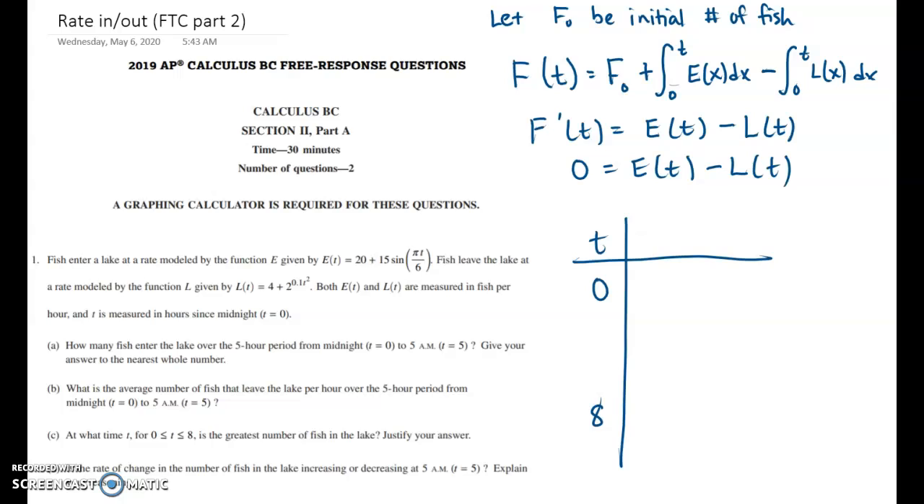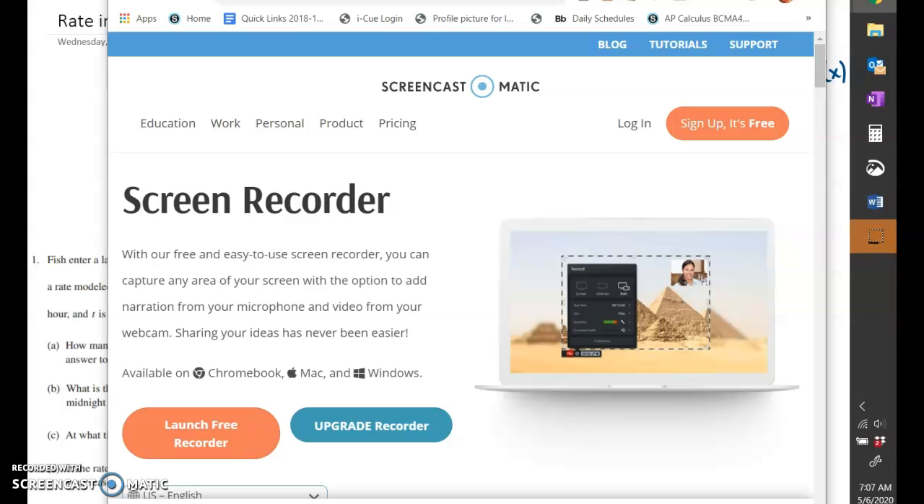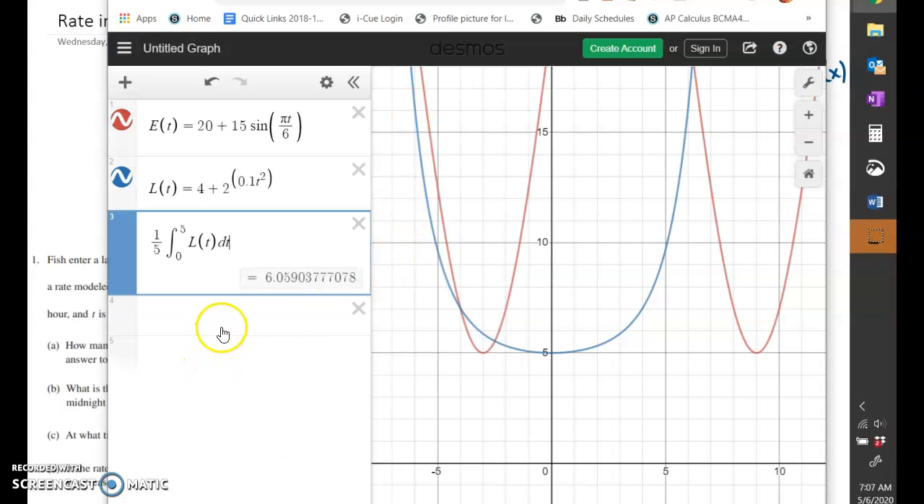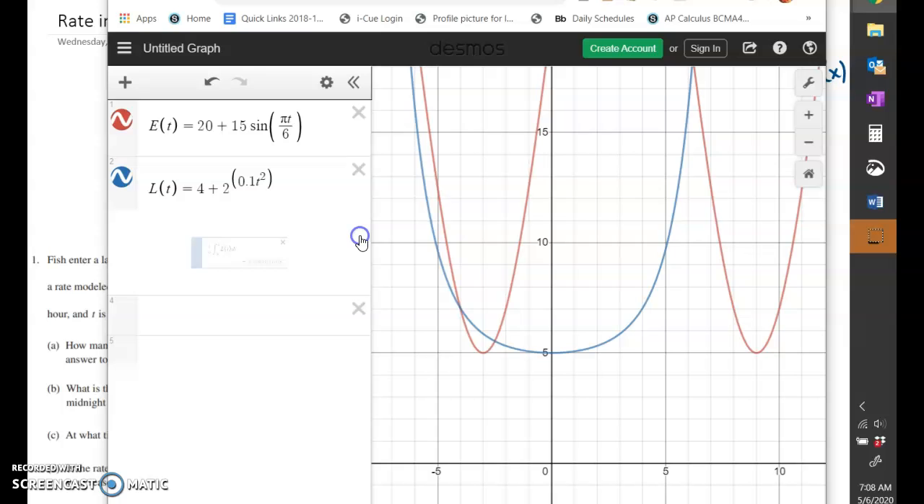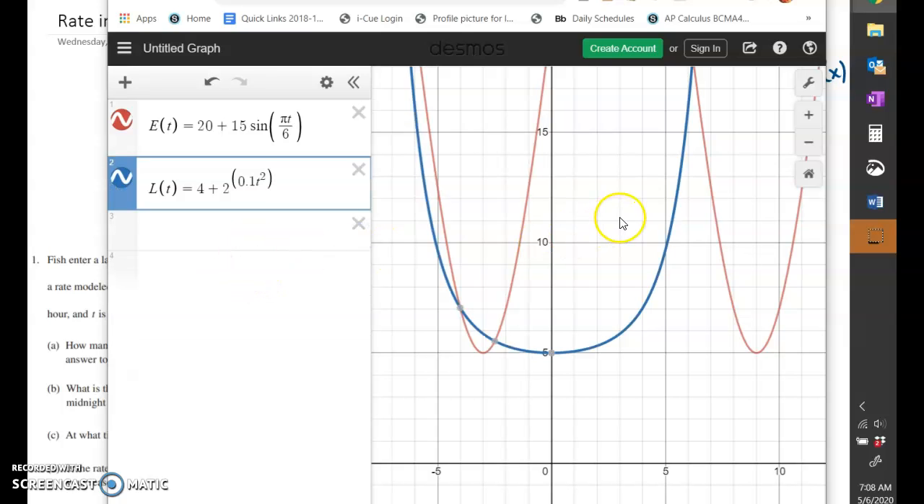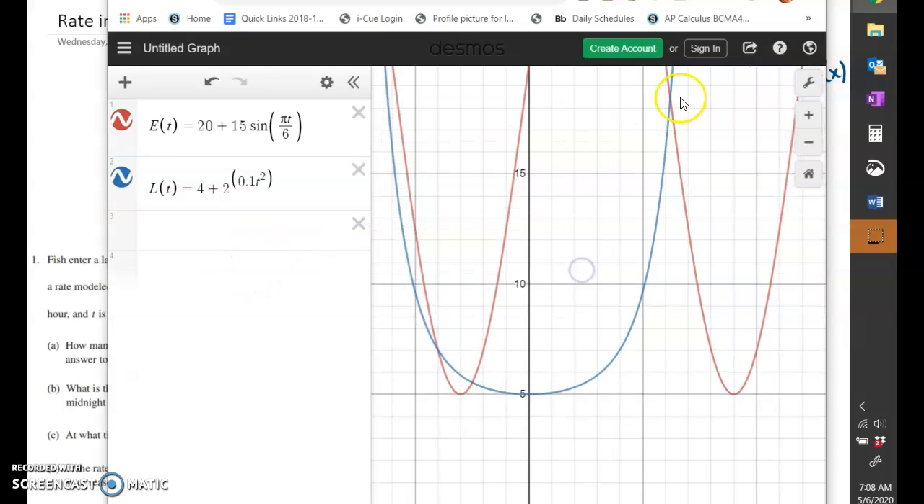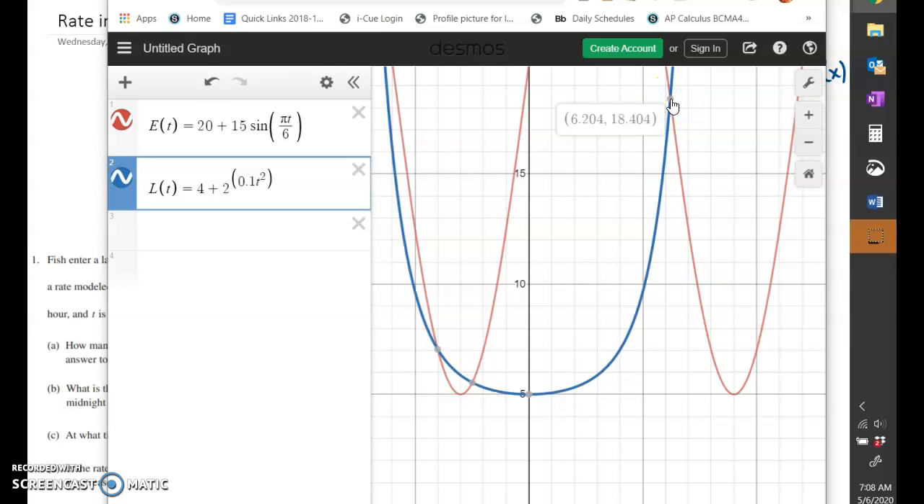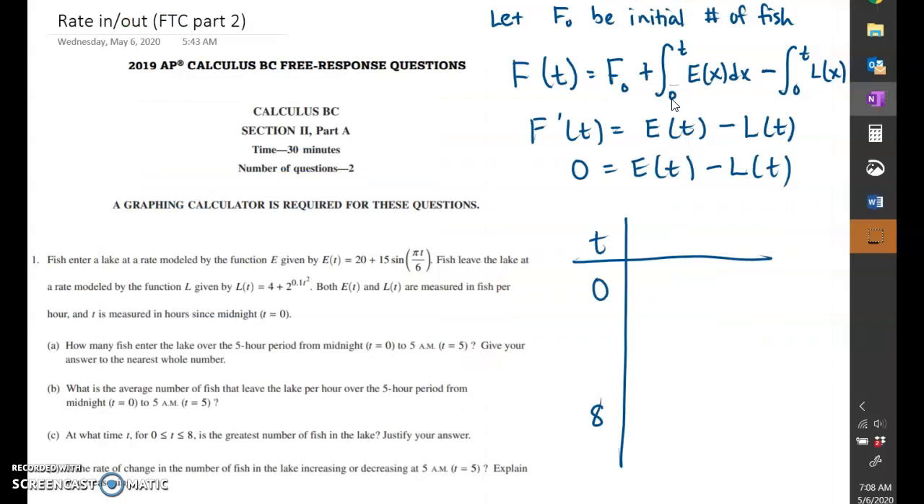So now I need Desmos to tell me when those two things are equal on the interval from 0 to 8. So I'm going to go ahead and go to Desmos. Oh, so many tabs. So I'm going to get rid of this guy. I don't care about that anymore. If I look at my graph, one of the things I like about Desmos is I can just click on that and it says 6.204. That's a critical point. So I'm going to write that down.